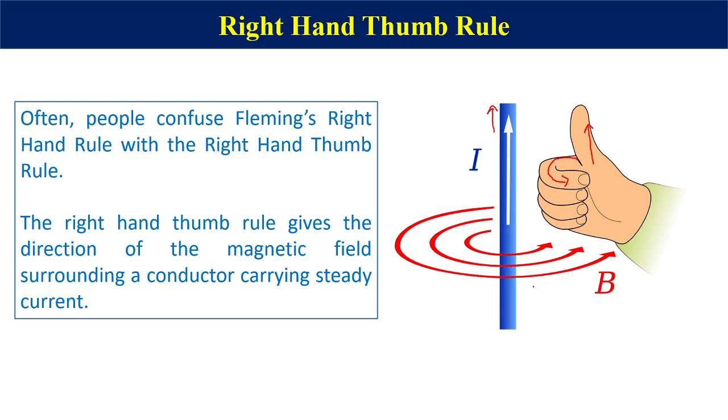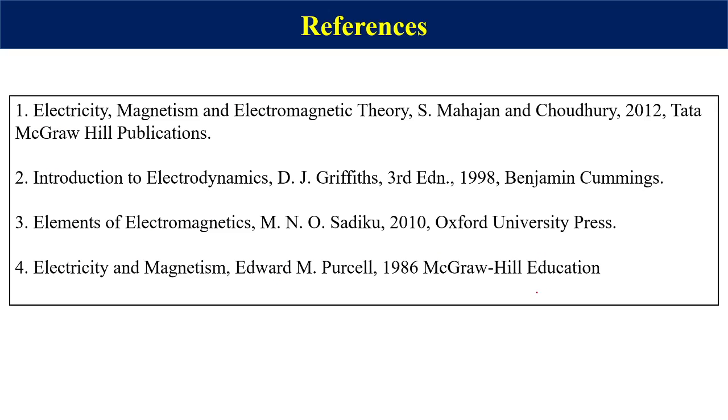Alright, so whenever we have got current and we want to find a magnetic field, we will use the right hand thumb rule. And whenever we have got a magnetic field and there is a conductor which is moving in that magnetic field, in order to find the direction of the induced current, we will use Fleming's right hand rule. Alright, so these are the two basic distinctions between these two things. Please do remember.